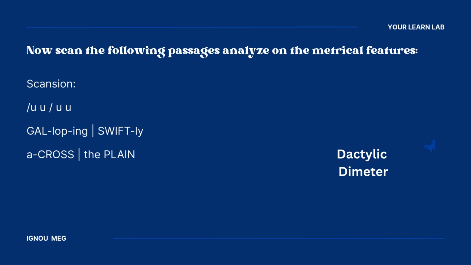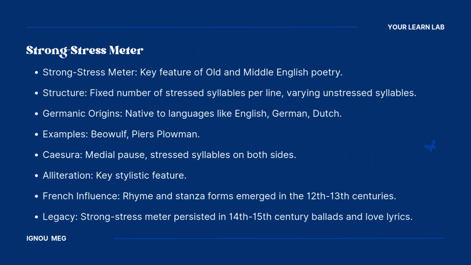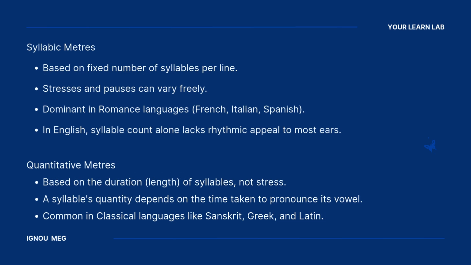Now let's quickly touch on a few other types of meter that you might come across, especially in historical or comparative literature. First, we have the strong stress meter. This was used in Old and Middle English poetry. Think Beowulf. Here the number of stressed syllables in each line stays fixed, but the number of unstressed ones can vary. It often uses caesura, which is a pause in the middle of the line, and alliteration instead of rhyme.